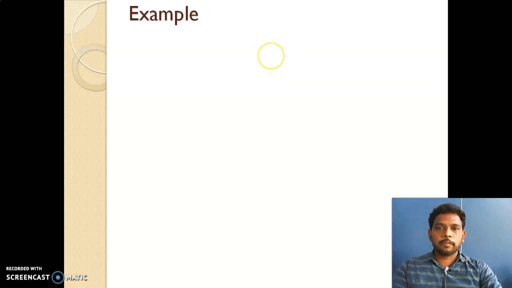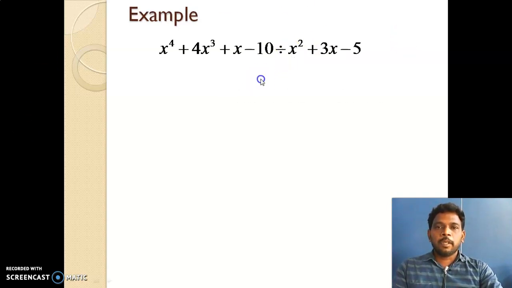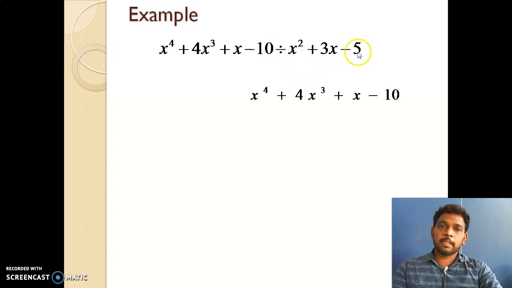So here, look at the dividend. Here the dividend is a fourth degree polynomial and the divisor is a second degree polynomial. So we are going to divide the fourth degree polynomial by the second degree polynomial here.